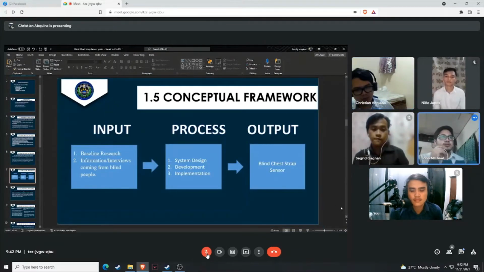Conceptual framework. In the input category, the researchers put the baseline research. Second is the information or interviews coming from blind people. In the process category, the researchers put the system design. Second is development, and lastly is implementation. All these processes result in the output, which is the blind chest strap sensor.